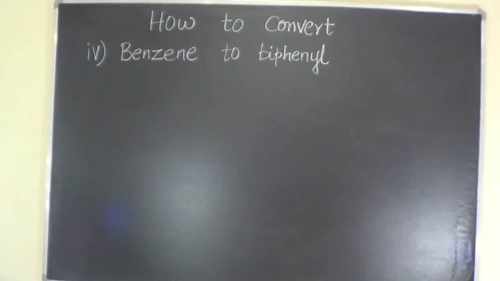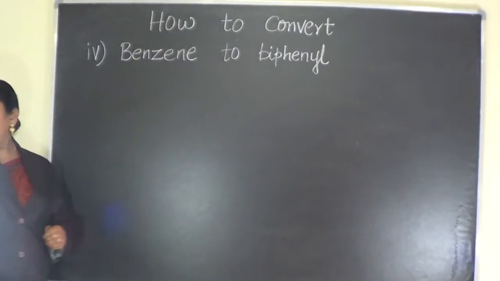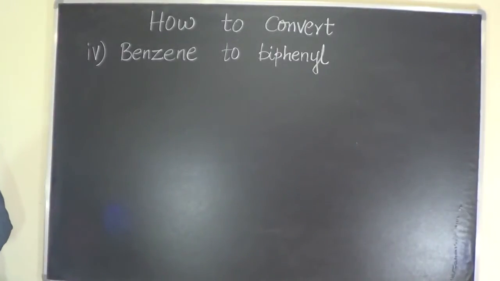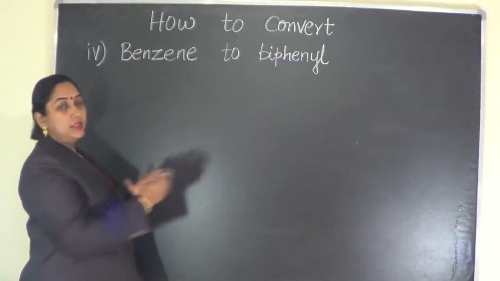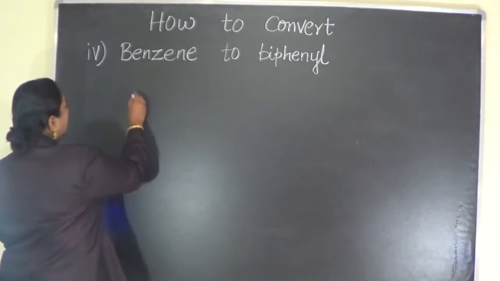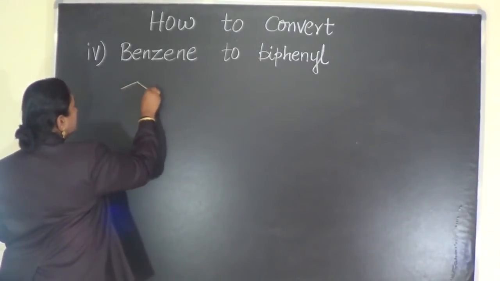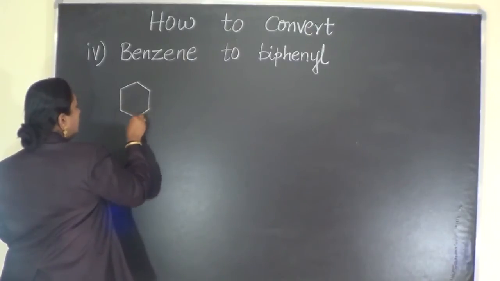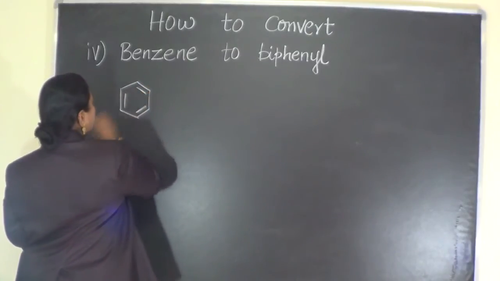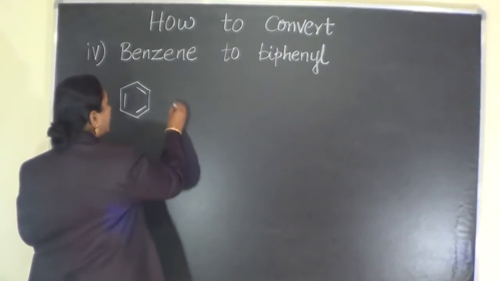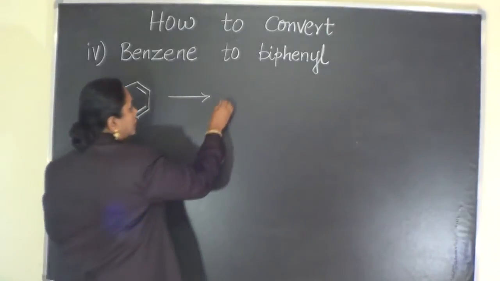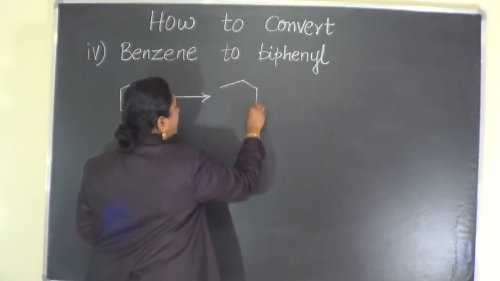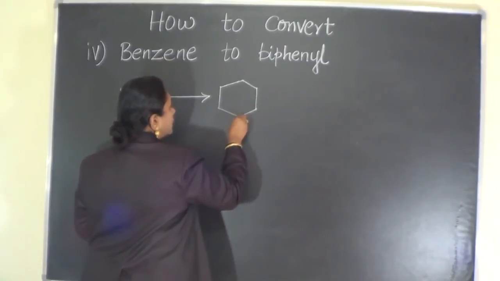In the previous video lesson, we learned how to convert propene to propyne. In this video lesson, let us understand how to convert benzene to biphenyl. Benzene structure goes like this. First, let us write down and see what is being given and what has to be done. This benzene C6H6 has to be converted into biphenyl.